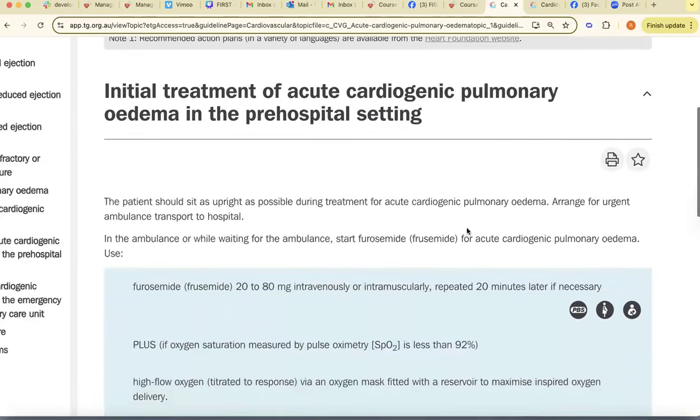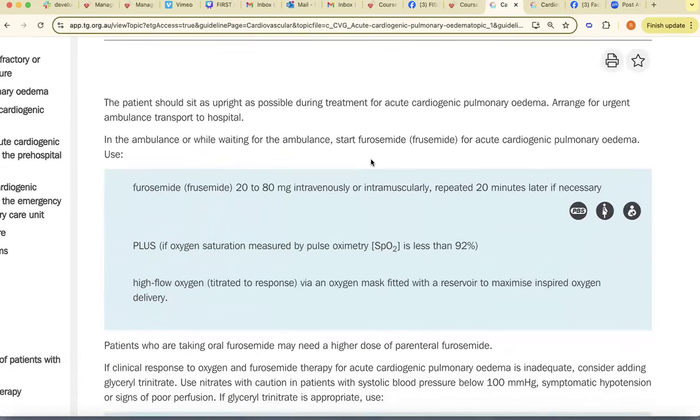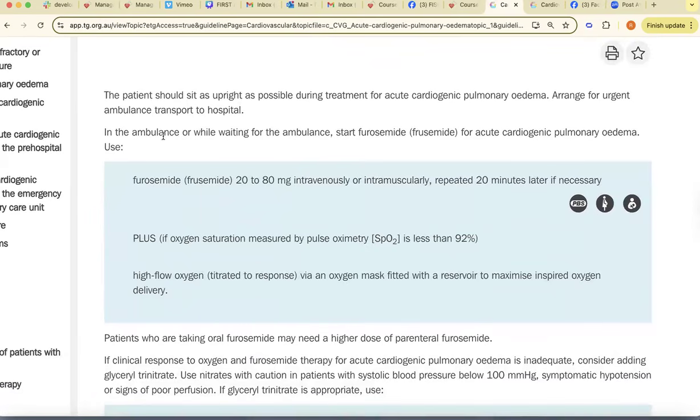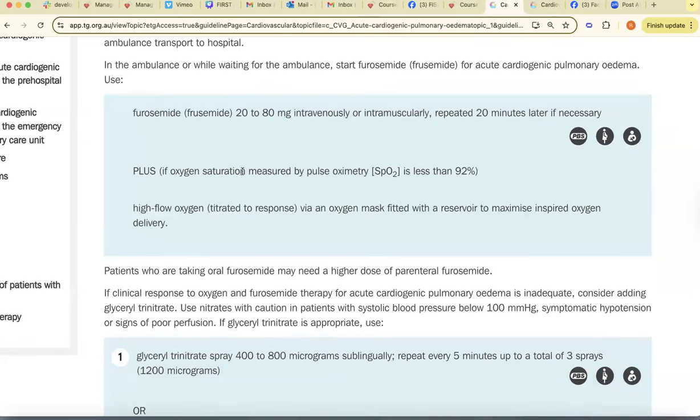So what is the initial treatment of this kind of patient? Definitely this patient needs urgent hospitalization. Even in the ambulance, or while waiting for the ambulance, start furosemide for this group of patients. Many times this patient will need IV furosemide or IM furosemide. So furosemide plus, if oxygen saturation is less than 92, you start the patient on high flow oxygen with a mask. Okay?